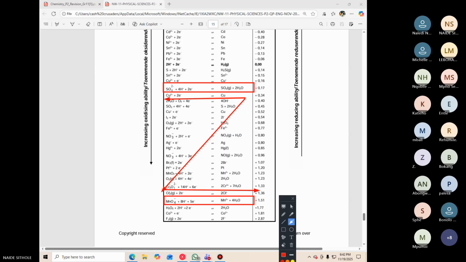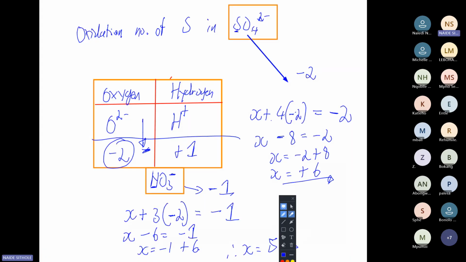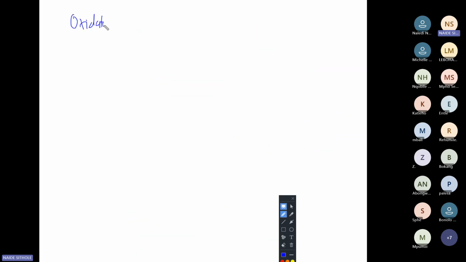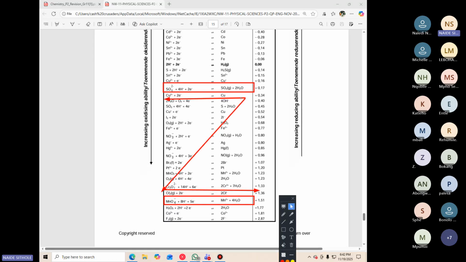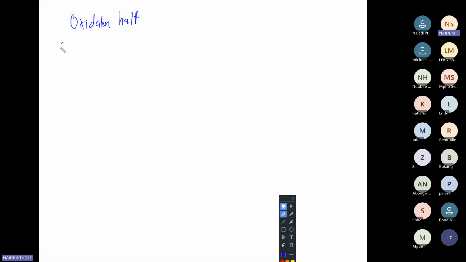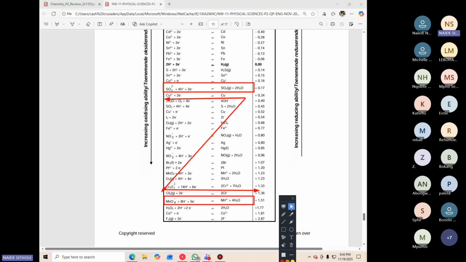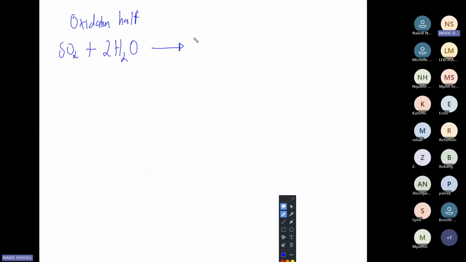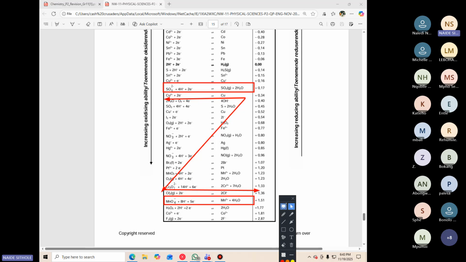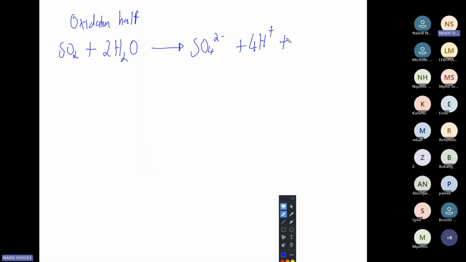Now, so then what do I do? First thing, I need to write out your oxidation half. So with the oxidation half, I take it from this side over to that side. This is SO2 plus 2H2O. Let's make sure we write it correctly. Any mistake whereby you don't write it correctly, you can actually be wrong. And then SO4 2 minus, plus 4H plus, 2e. Okay, this is the oxidation half.